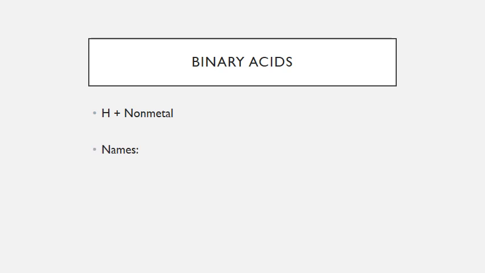So when we write the names for binary acids, we are going to use this as our formula. The first word is going to be hydro, and then we're going to say the first syllable of the nonmetal, and then we're going to add the ending ic. And then the second word is just going to be acid. So we'll go over some examples of how that works here in a minute.